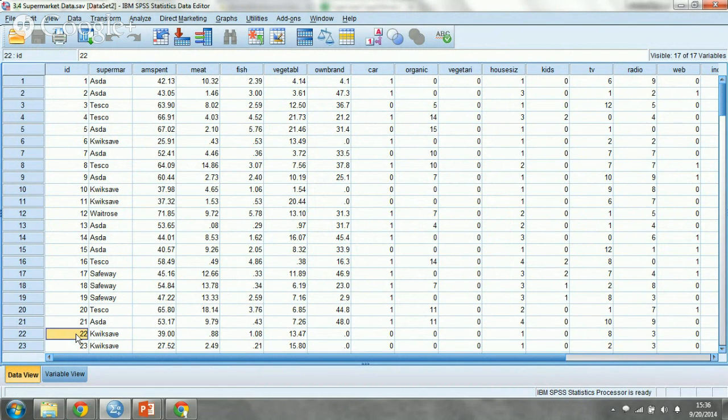All right, so let's say we have the supermarket data, and interestingly enough, it looks like maybe it was collected in England. And we want to know how much people spend at the supermarket. So we have this variable going down, amount spent.